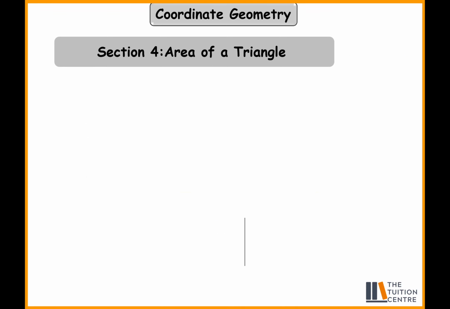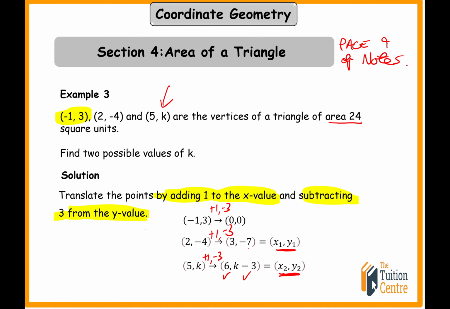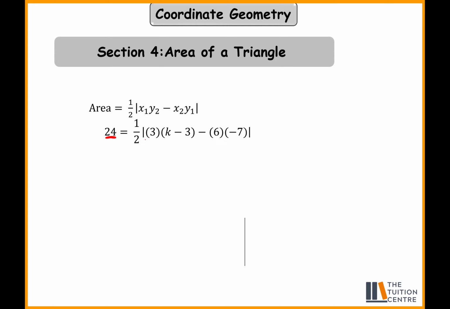So now when I go to fill in my formula, I'll just go back for a second to show you again. My x1, y1 is (3, -7). My x2, y2 is (6, k - 3). So what do I do? Well, my area is the 24. I'm filling in a half times |x1 times y2 minus x2 times y1|. So x1 is 3, but y2 is the k - 3. The x2 is 6 and the y1 is -7.